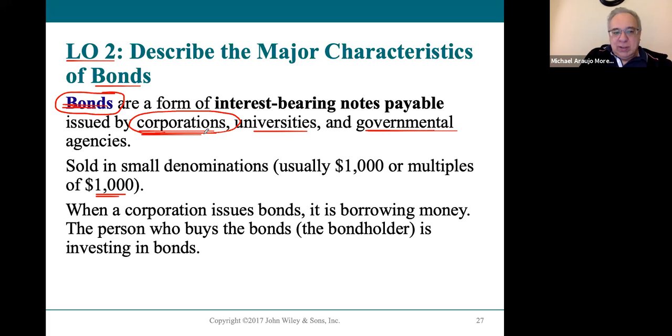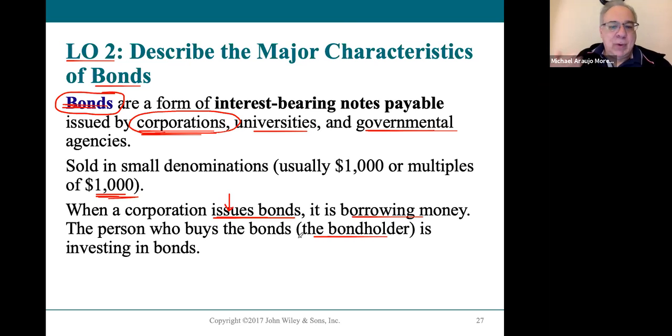So when you want to be an investor in the bond market and you want to make a loan to a corporation, one bond is a $1,000 loan, basically. So the corporation is borrowing money. When they issue a bond, the word issue simply means they're selling a bond to an investor. So they're borrowing the money. The bondholder is the person that bought the bond or lent the money.